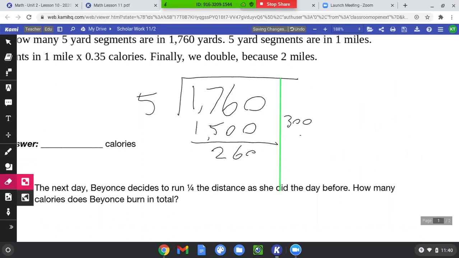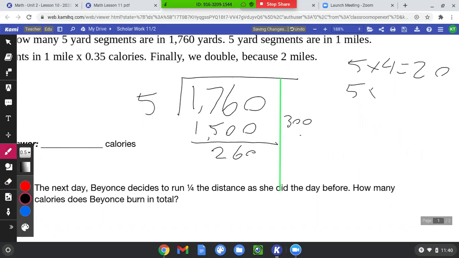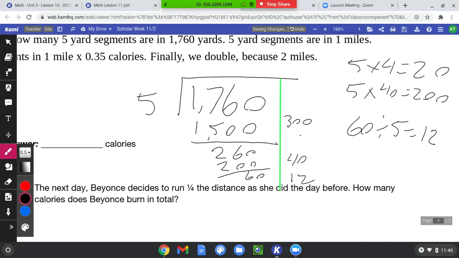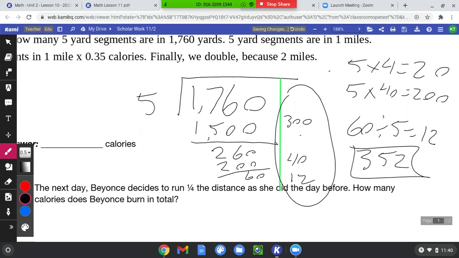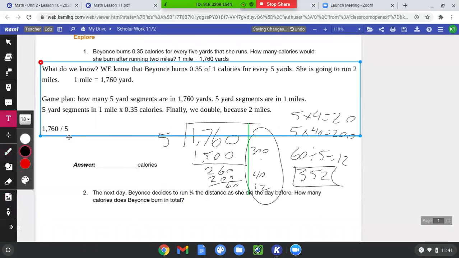Okay. So I'm at 260. 5 times 4 equals 20. 5 times 40 equals 200. So I'm going to do a group of 40, and that will get me 200. I now have 60. What's 60 divided by 5? Use your timetables. That is 12. Okay, now I'm going to add this up. That is going to be 352. Am I done with this problem? I am not. I am not done with this problem, not even close.